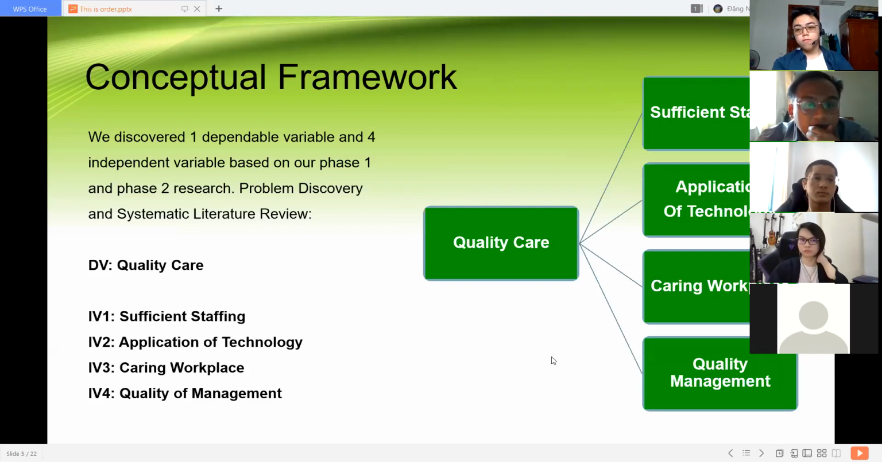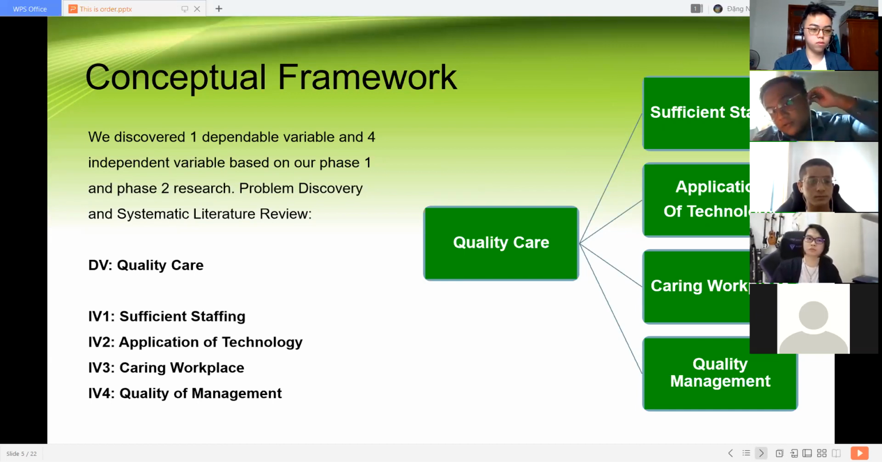The conceptual framework. Based on our phase 1 and phase 2 research, problem discovery and systematic literature review, we came up with 1 dependent variable and 4 independent variables that we will carry out using quantitative and qualitative research. The dependent variable we discovered was quality care. The independent variables were sufficient staffing, application of technology, caring workplace, and quality management. Next.